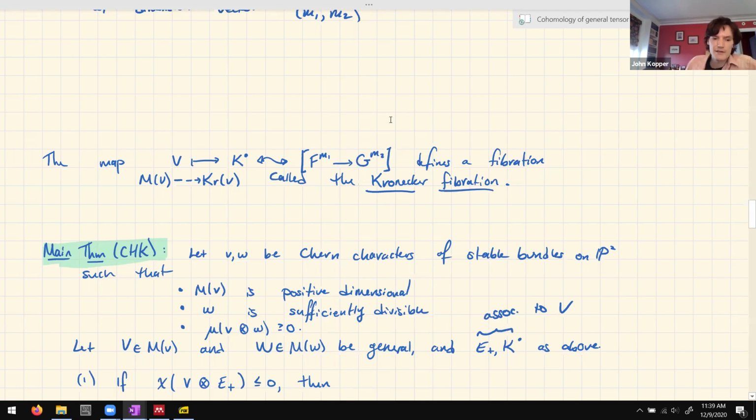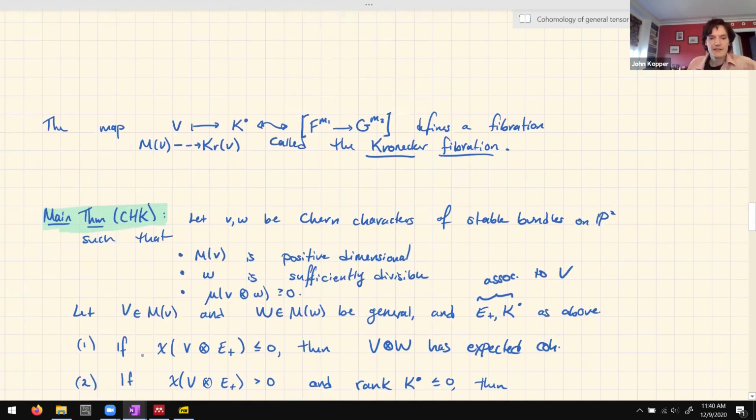The first case is if the Euler characteristic of V tensor E plus is not positive. And you'll notice W doesn't show up here at all, but it turns out that doesn't matter. No matter what W is, as long as I have this Euler characteristic, then V tensor W has the expected cohomology. So I guess I didn't define for you the complex K in this case, but it turns out to not matter. Okay, so that's case 1.